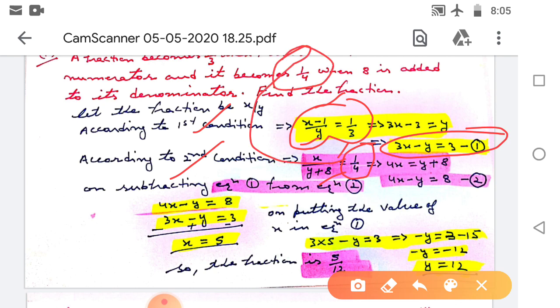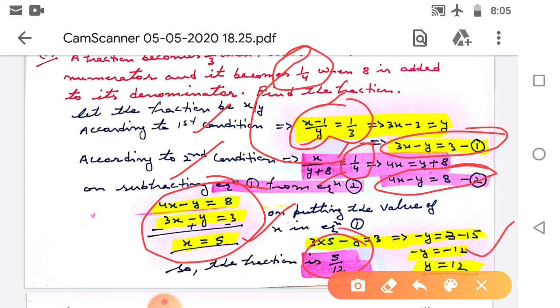So x upon y plus 8 is equal to 1 upon 4. So the second equation is 4x minus y is equal to 8. Now when we solve these two equations, we get the value of x as 5, the value of y as 12, and the fraction as 5 by 12.